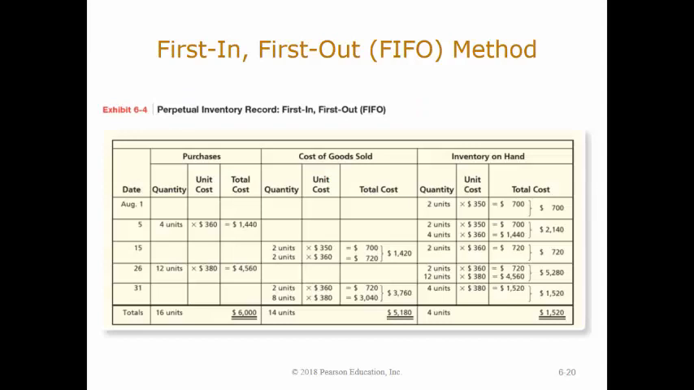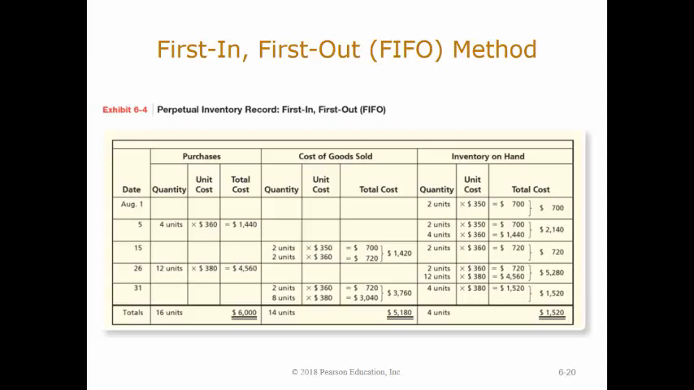Smart Touch Learning began August with 2 tablets that cost $350 per unit. On August 5th, an additional 4 units were purchased for $360 each. The company now has 6 units on hand. On August 15th, the company sold 4 units. Under FIFO, the first 2 units sold had the oldest cost from beginning inventory of $350 per unit. The other 2 units will be assigned from the August 5th purchase of $360. That leaves 4 units in inventory on August 15th at $360 each.